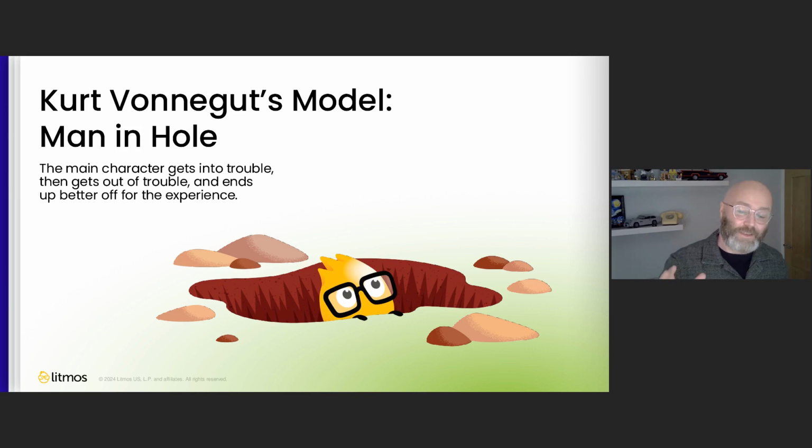And the man in the hole model is this idea that the main character gets into trouble, then he gets out of trouble, and then it ends up better for the experience. And I can't see any more powerful allegory, any more powerful comparison with compliance training, than that. In a workplace, someone gets into trouble, they haven't done something they need to do, they need to know how to get out of trouble and end up better from the experience. And ultimately, we want to leave people better off for our learning experiences, but also empower them in a way that means that if they do get into that hole, they can get out of the hole.